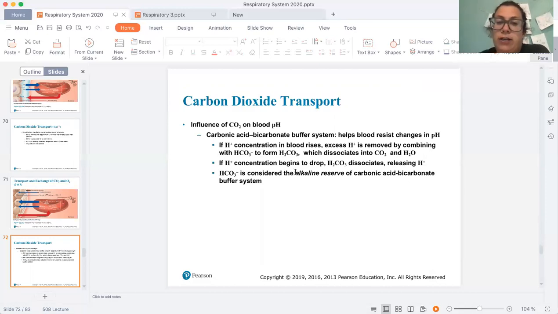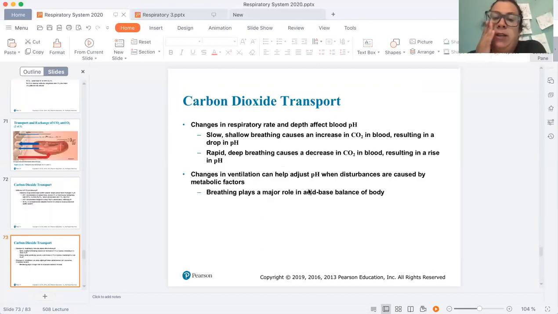But if our hydrogen ion concentration is decreased and becomes more basic, then we're going to release some hydrogen ions to bring that acidity back up. So remember that the bicarbonate is an alkaline reserve, a carbonic acid bicarbonate buffer system. So it really is there to help us maintain that pH. So the rate and depth of respiration affects our blood pH.